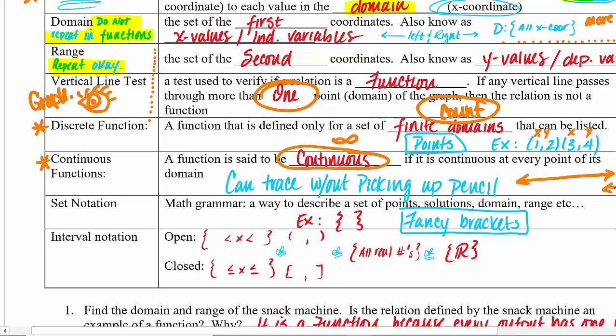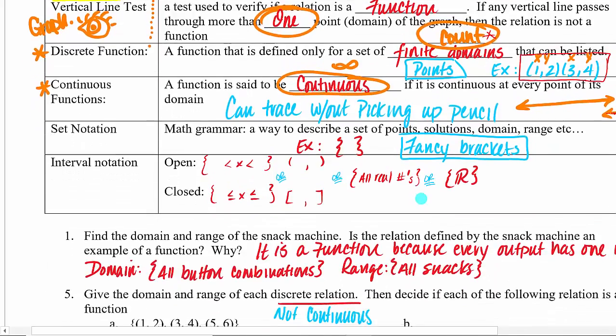So a continuous function is a set of points that touch end to end forever in an infinite amount of points. Whereas you can see with the discrete, there's just a couple of points. Yeah, maybe there's more than a few, but you can count them. That's the key thing here, that you can count those points. All right, so let's get down to set notation.